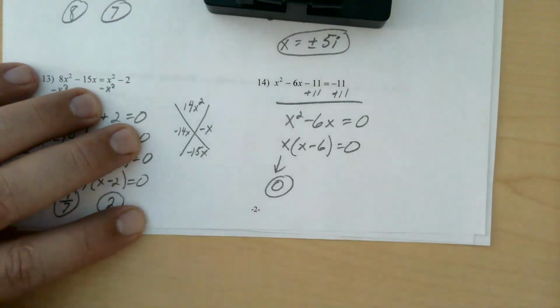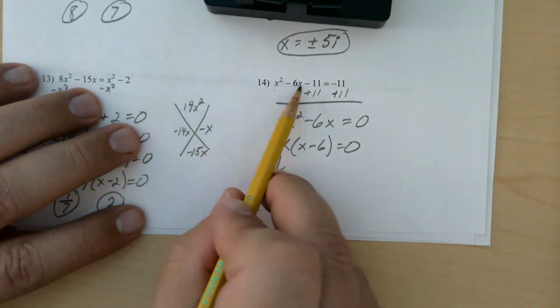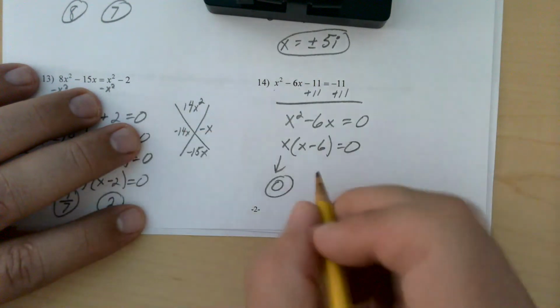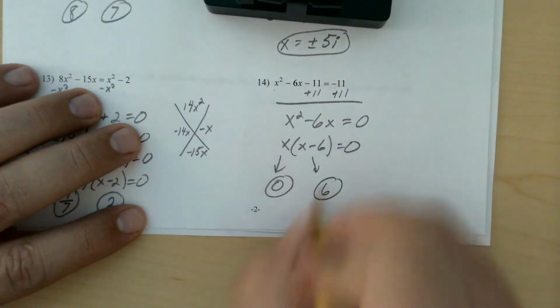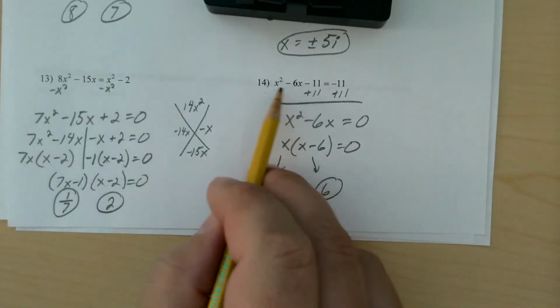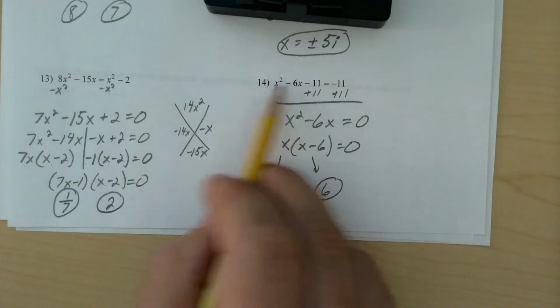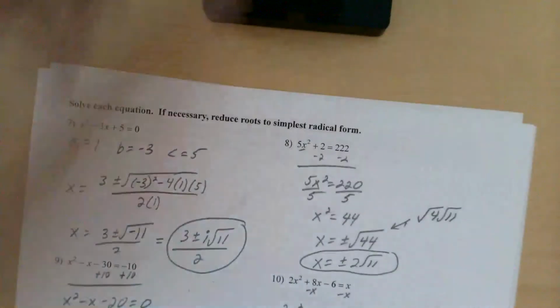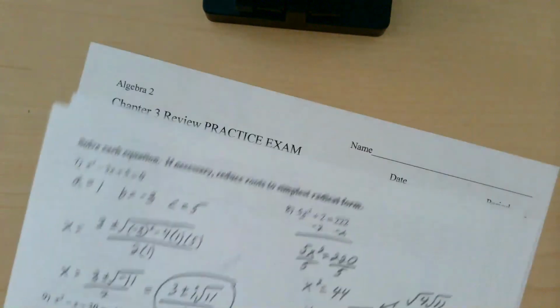And your answers, one answer is 0. Obviously, plug in 0 for x. You're left with negative 11 equals negative 11. The other solution is a positive 6. Okay, 6 squared minus 6 times 6, 36 minus 36 is 0. Negative 11 equals negative 11. It works. Okay, last page.